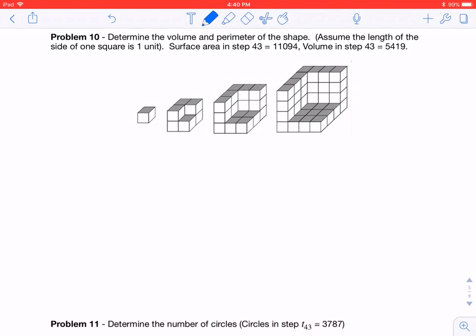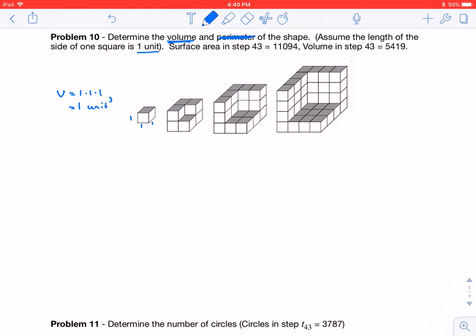Okay, so problem 10, in this video I'm going to solve for volume, and in the next video we'll solve for surface area. Okay, not perimeter, but surface area. When we think about volume, if each square is 1 unit, that would be this side is 1, that side is 1, and that side's 1. So volume would be 1 times 1 times 1, which would be equal to 1 with units of unit cubed. Okay. So volume is going to be 1 for 1 block.